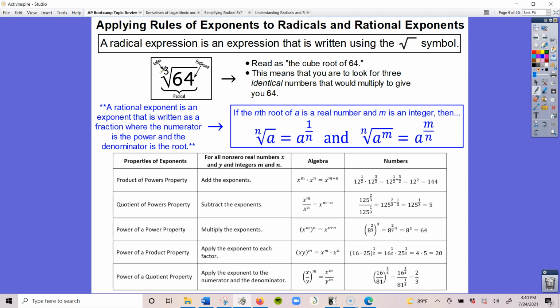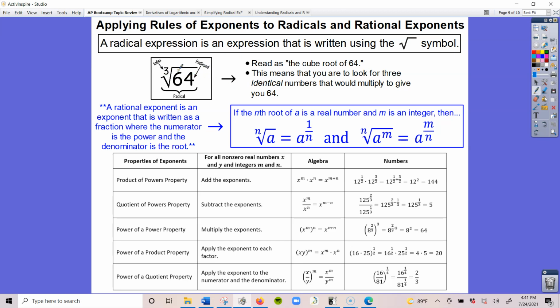Now, here's an example. This is the cube root of 64. So this little number here, that's called the index, and that tells you what root we're looking for. If you don't see a number there, then that means it's the square root because we don't write that index down. Okay, because that's the very first radical that we look for.